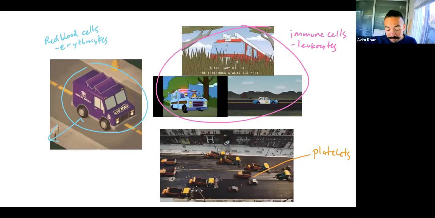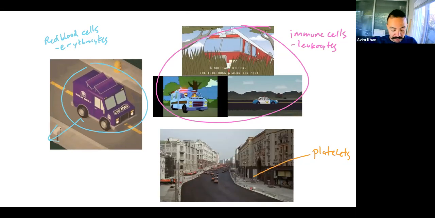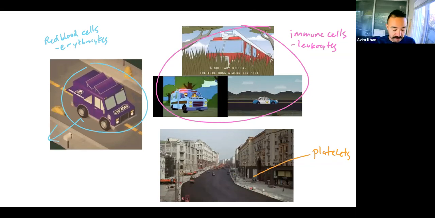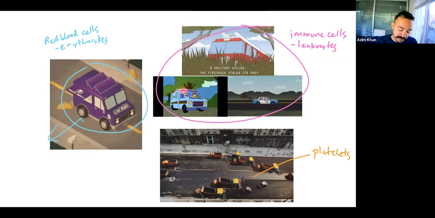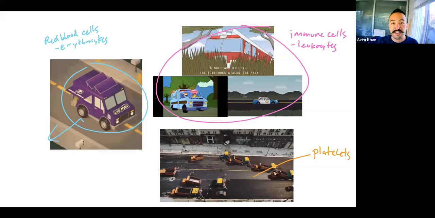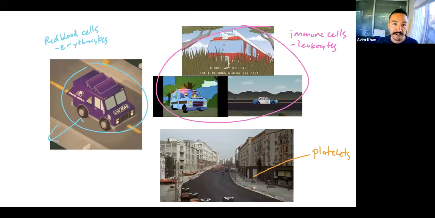So these are three basic cellular elements of blood. Red blood cells, erythrocytes, are the delivery vehicles. Leukocytes are the emergency response. Platelets are the pavers. They repair our blood vessels.